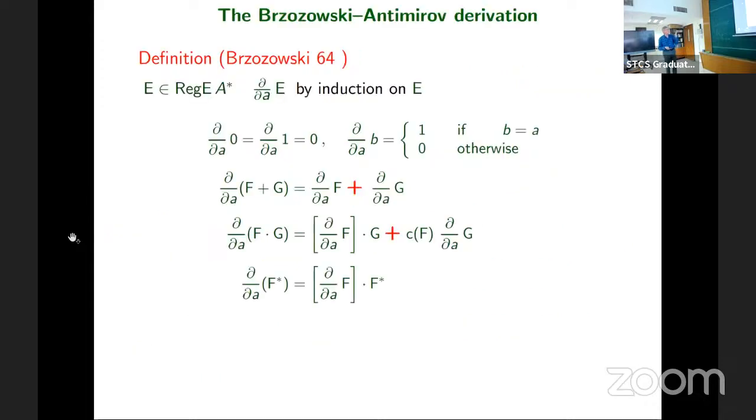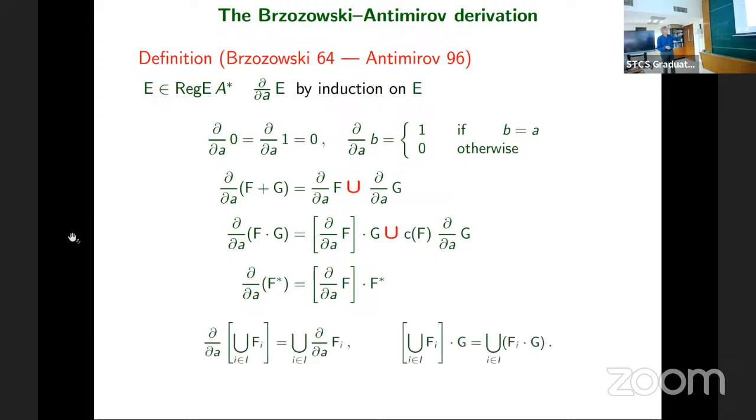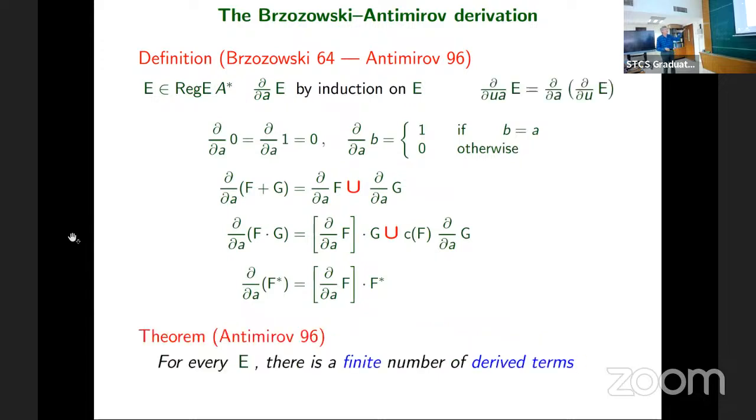Now came Antimirov, and what Antimirov did was he replaced the plus here just by a union. We have an expression, and the derivation may give us two expressions. Let's imagine you have to deal with the derivation of the union, but you do it very naturally. It's the union of the derivations, and then, without any use of axioms, it's fine. And it's a small number.